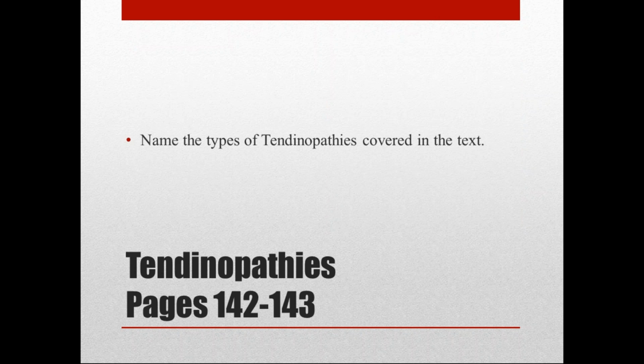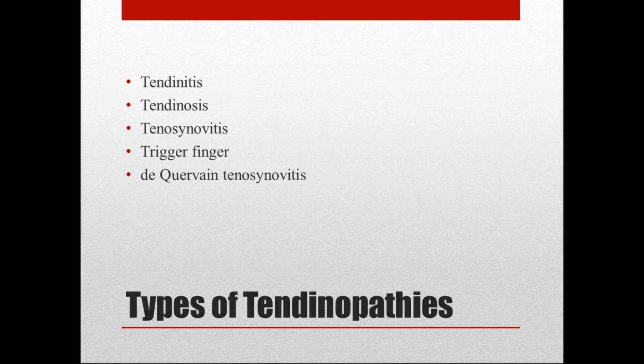The types of tendinopathies covered in the text you'll see on 142 and 143. There's quite a few, so I'm just going to pull them up for you. There's tendinitis, which would be inflammation of a tendon. Tendinosis, a long-term degeneration of a tendon. Tenosynovitis is where it's the synovial sheath. If you recall, that's around the joint, so as a tendon goes by that synovial sheath, it's causing trouble.